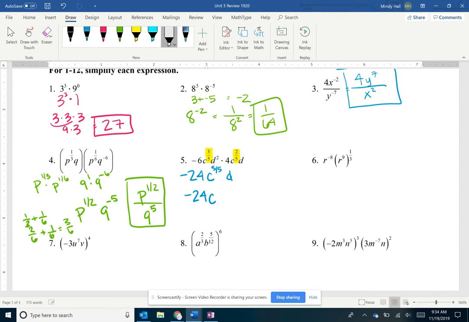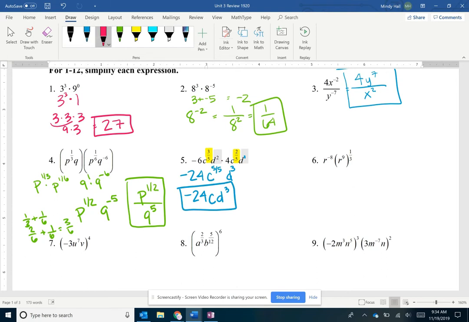And then d has d squared and d to the 1st power. Remember that it has a little 1, so this would actually become d cubed. Oops. And things do not combine, so we just leave it like that.